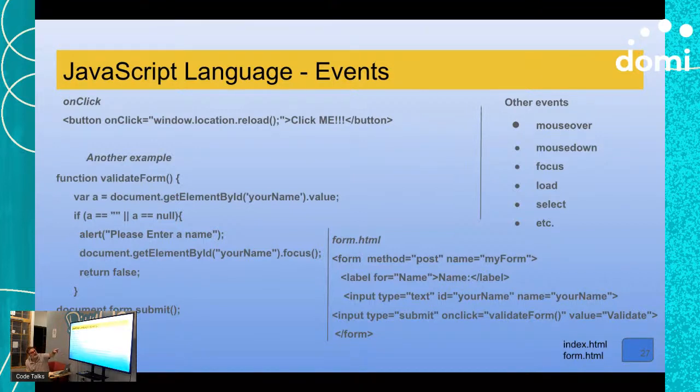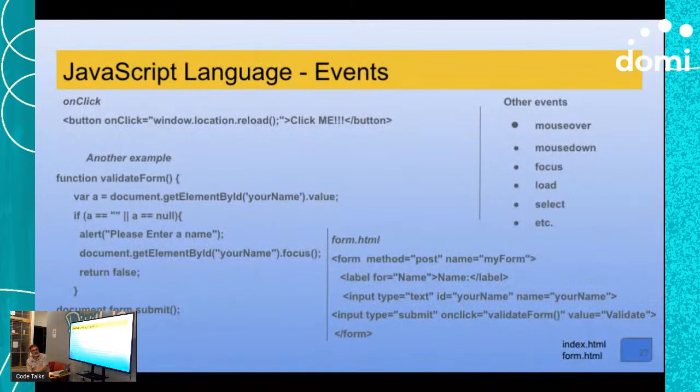So focus is another one of our events that we can do. And this is just a small list. We've got mouse over, mouse down. We've got focus, which element has the attention on the page. We've got load. So on page load, you can have it run some JavaScript code. You can have it select things, if the user selects this radio button or whatever. So all sorts of things that you can do. And then the submit actually kicks it off.